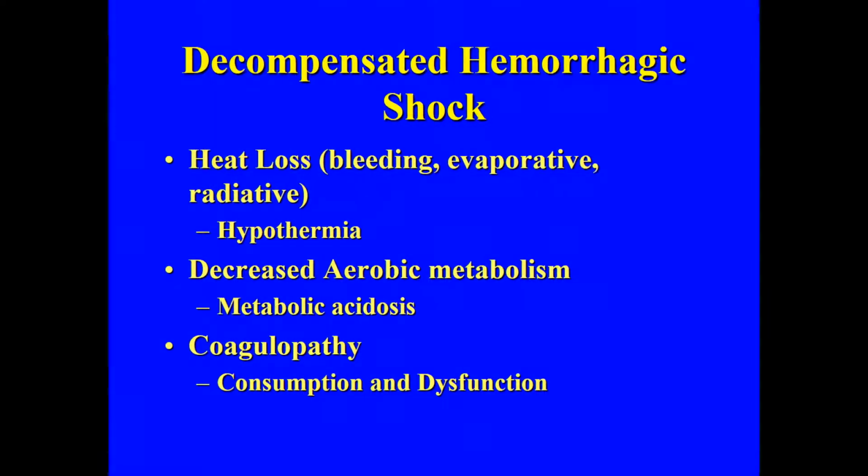On the physiologic level, decompensated hemorrhagic shock is characterized by loss of core body temperature and heat. This occurs as a result of loss of body heat through blood loss and evaporative losses as well as radiative losses. This leads to total body hypothermia. There is also a decrease in aerobic metabolism as the perfusion can no longer maintain oxygen delivery, and the development of metabolic acidosis in those shocked organ beds.